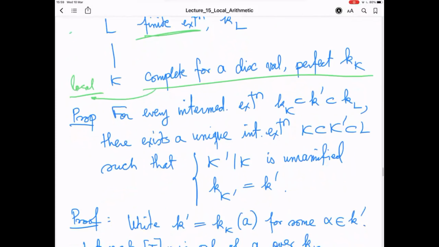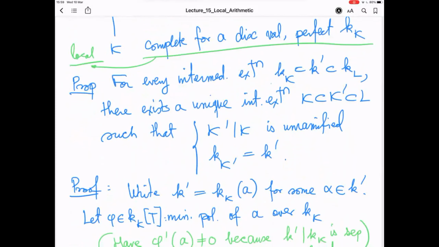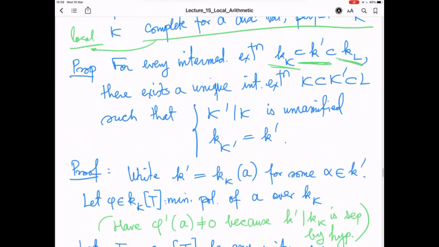Now, here's a proposition. I have the residue field of K and the residue field of L. Suppose I have some intermediate field, k prime, between k_K and k_L. Then the proposition says that there exists a unique intermediate extension, capital K prime, between K and L, having these two properties. The first property is that it should be unramified over K. And the second property is that its residue field is equal to this given intermediate extension between the residue fields of K and L.